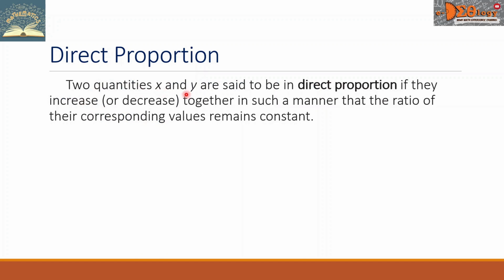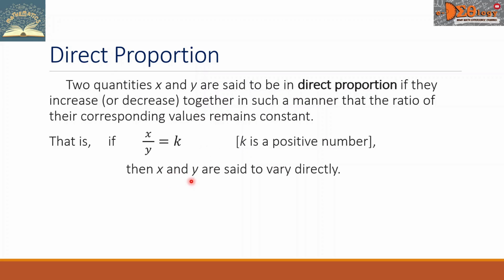Two quantities x and y are said to be in direct proportion if they increase or decrease together in such a manner that the ratio of their corresponding values remains constant. So we can show it like this: x over y equals k. K here is a positive number and a constant of proportionality. Then x and y are said to vary directly.